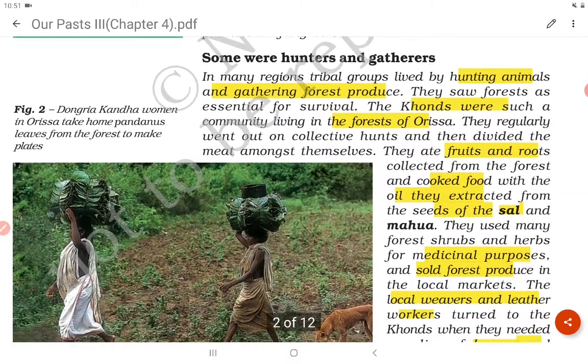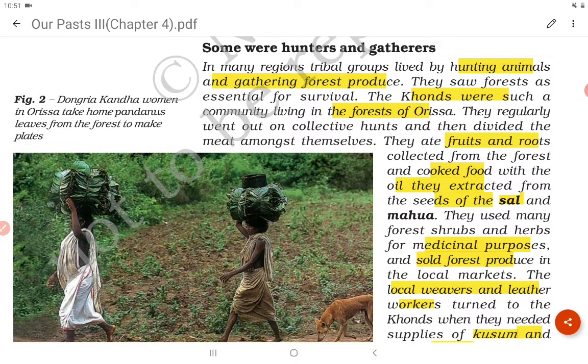So some were hunters and gatherers. In many regions, tribal groups lived by hunting animals and gathering forest produce. They saw forest as essential for survival. The Khonds were such a community living in the forests of Orissa. They regularly went out on collective hunts and then divided the meat amongst themselves. They ate fruits and roots collected from the forest and cooked food with the oil they extracted from the seeds of the sal and mahua.